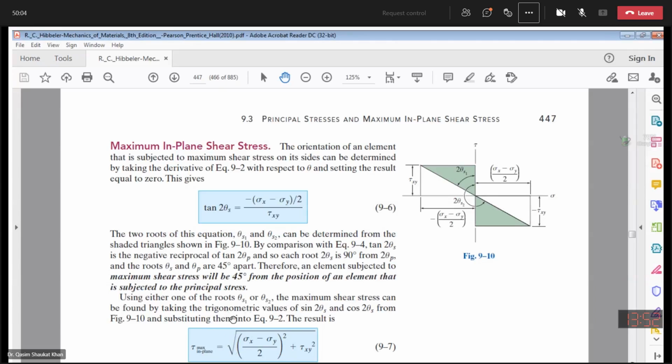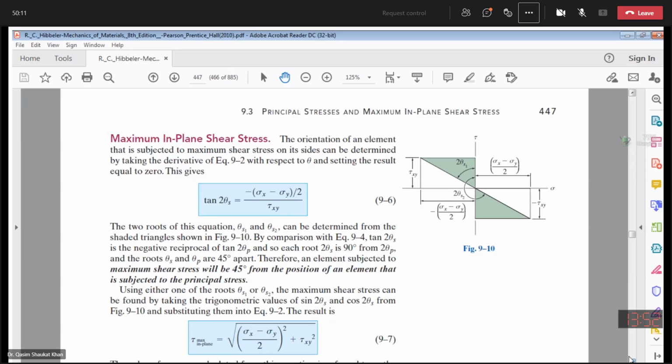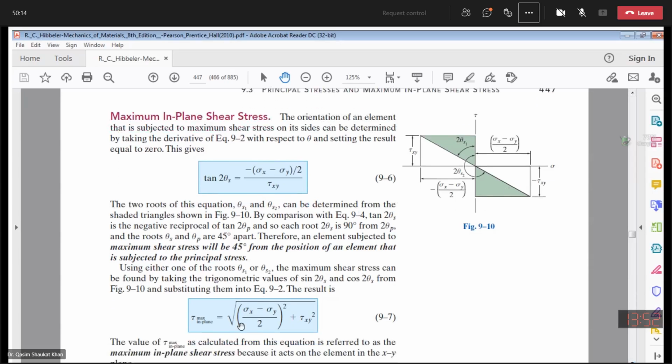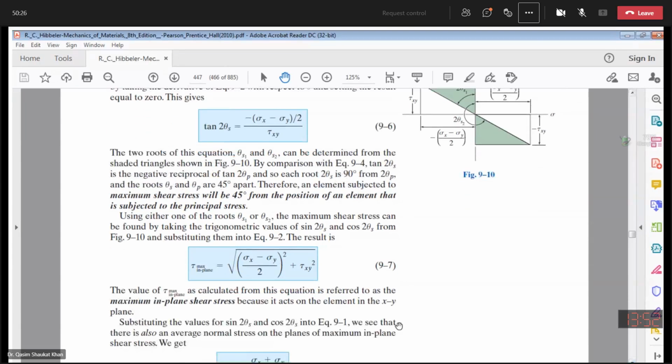So over here your equation for the maximum in plane shear stress will simply be equal to the resultant of your triangle. So maximum in plane shear stress is under root of sigma x minus sigma y over 2 square plus tau xy square. The value calculated from this equation is referred to as the maximum in plane shear stress because it acts on the element in the xy plane.